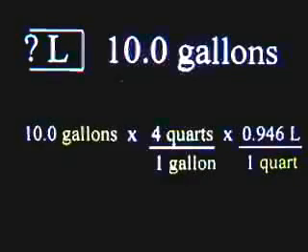And we round our final answer to 3 significant figures because the 10.0 that we started with has 3 significant figures. Both zeros in 10.0 get to count because there's a decimal place in that number. So our final answer here, rounded to 3 significant figures in liters, will be 37.8 liters.